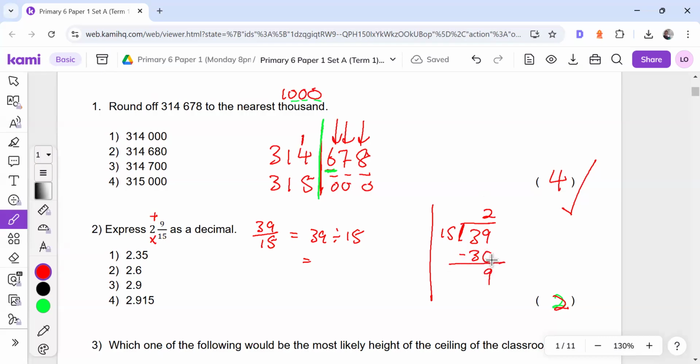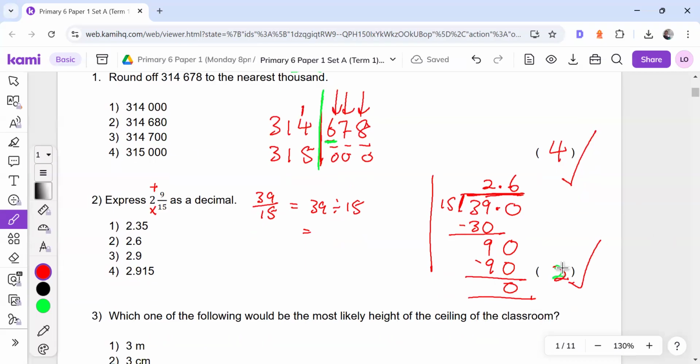But you have to continue to divide because your answer is a decimal. So how do you continue to divide? You change the whole number into a decimal, put the zero down, raise up the decimal point, and ask what times 15 equals 90. 6 times 15 is 90, and that's your answer, 2.6. Answer number 2. Are you clear?